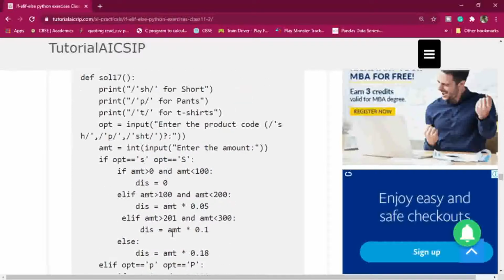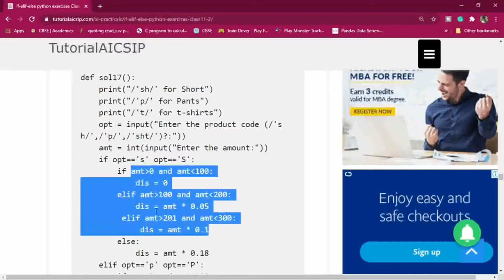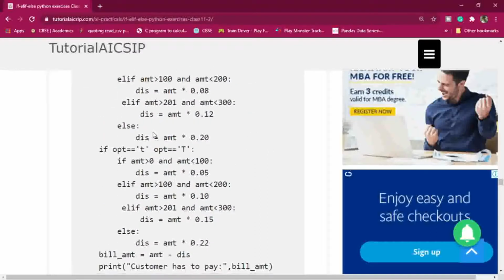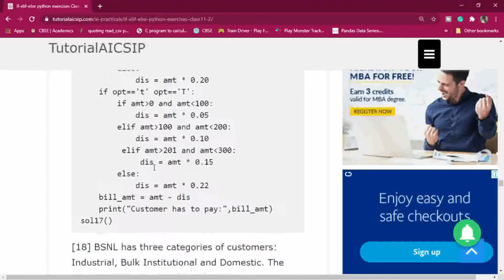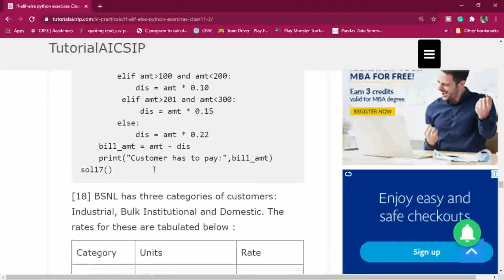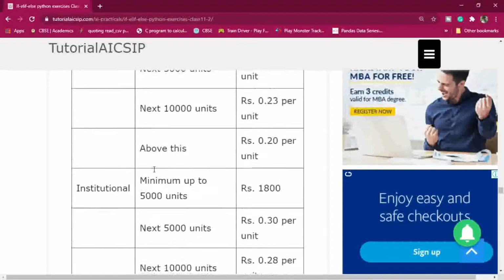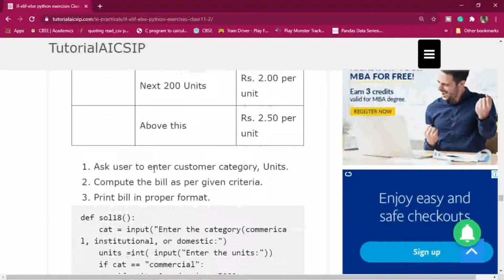Okay, because here OPT equal to S means first S will be there. So here SH I have written by mistake. So remove this SH, then use only S. So if the user enters capital S or small s, it will calculate the discount according to the given table. Similarly, I have used nested if over here. So you can use this program for your practical records. So the similar programs are explained over here also.